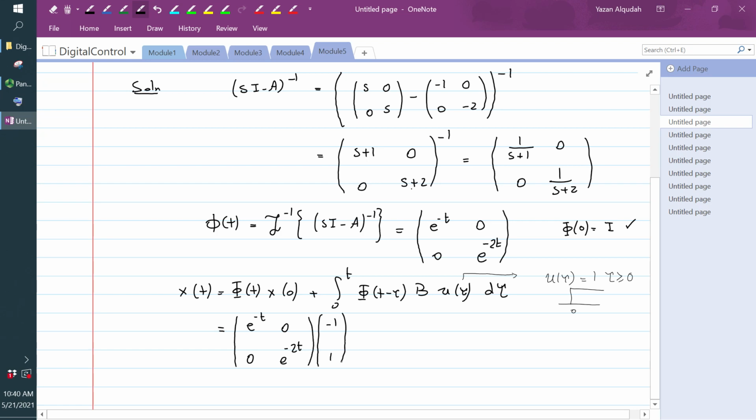and a 1, and then plus the integration from 0 to t, and phi of t minus tau is going to be e to negative t minus tau, then 0, 0, e to negative 2 multiplied by t minus tau, and then multiplied by B, and the B matrix was equal to 1, 0, and we're going to multiply these and then take the integration.